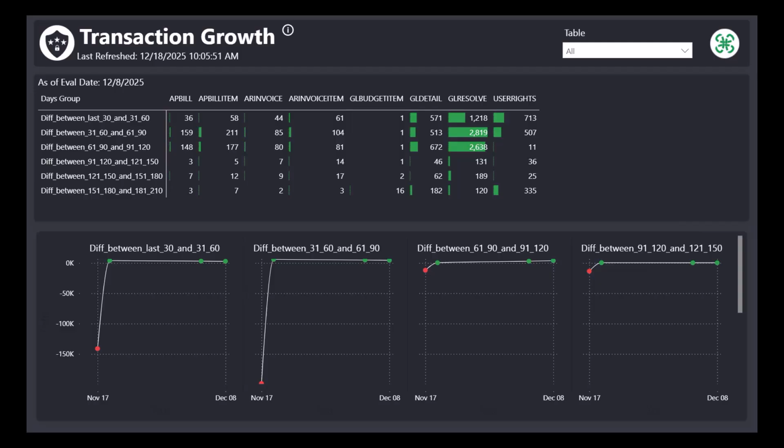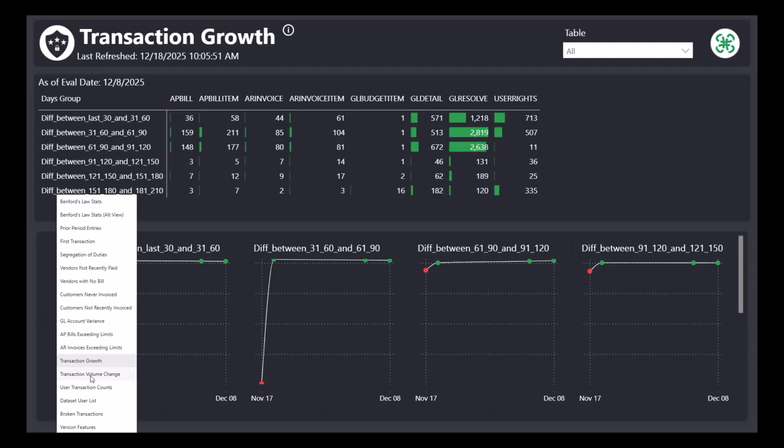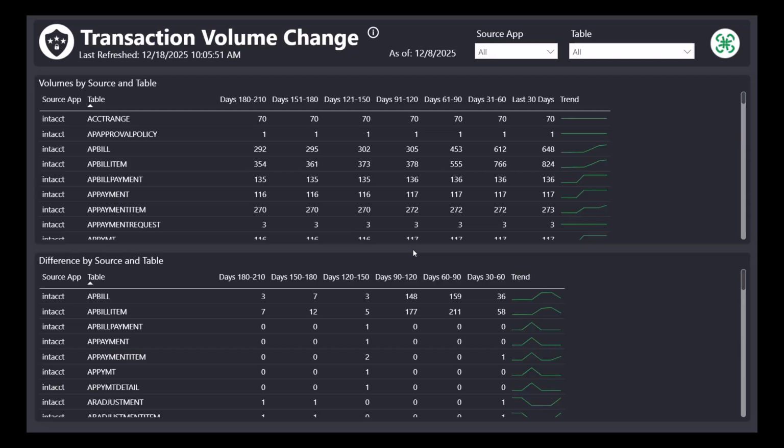And then we have a related report, the transaction volume change report. And this includes both volumes of and deltas between the 30-day increments. So in the table on the top, we have the volumes, and in the table on the bottom, we have the differences or deltas. And then we've included sparklines here to make it that much easier to see trends over time.